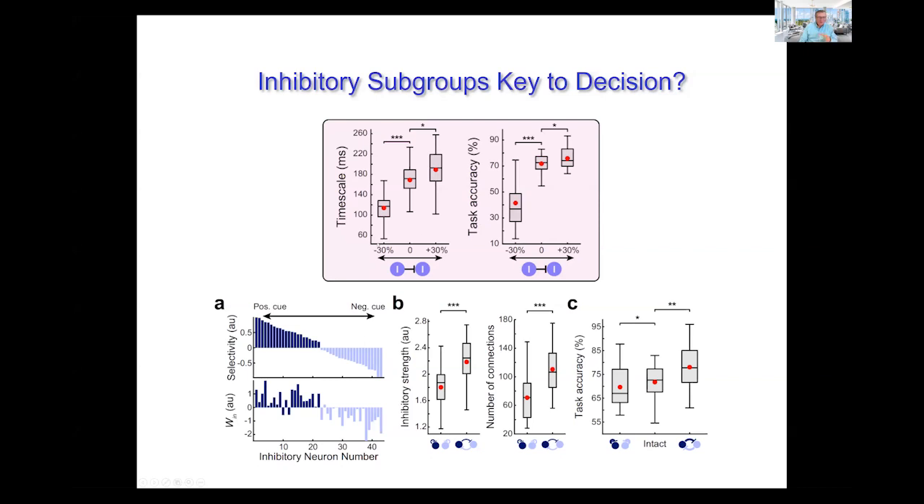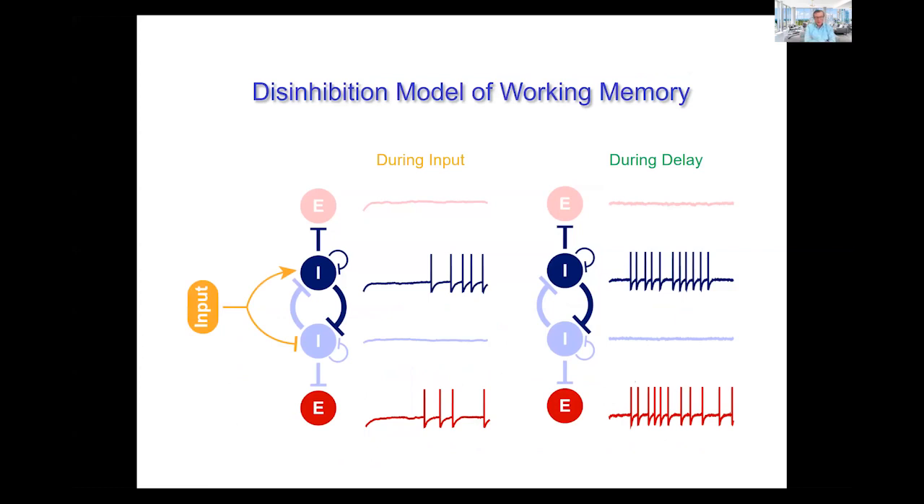If we change the strength of the inhibition between the two subpopulations, between the positive and the negatives, the time scale changes drastically. As you can see here, it goes way down if you reduce it by 30%. It actually goes up if you increase it by 30%. And the accuracy goes up too. But if you change the strengths of the connections within the inhibitory subpopulations, you can see that has much less of an impact. So this suggests a model. This is a disinhibition model for working memory.